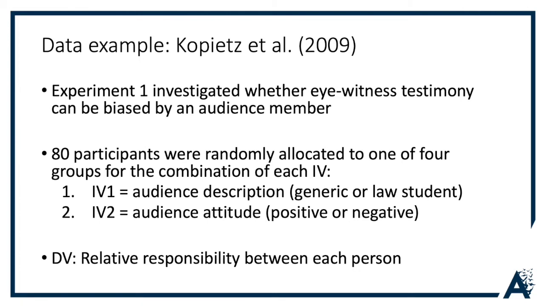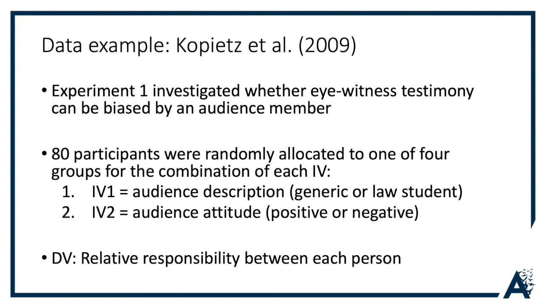And what the experimenters did was manipulate two things. First, the audience description, so whether the audience, the fake participant in the other room, was described as a generic student or a law student. The idea here being that a generic student would create a sense of being in the in group, as they were any kind of student just like themselves, or a law student to create a sense of an out group, as the participants were all psychology students. It was a different kind of student to themselves, so they were seen as the out group.